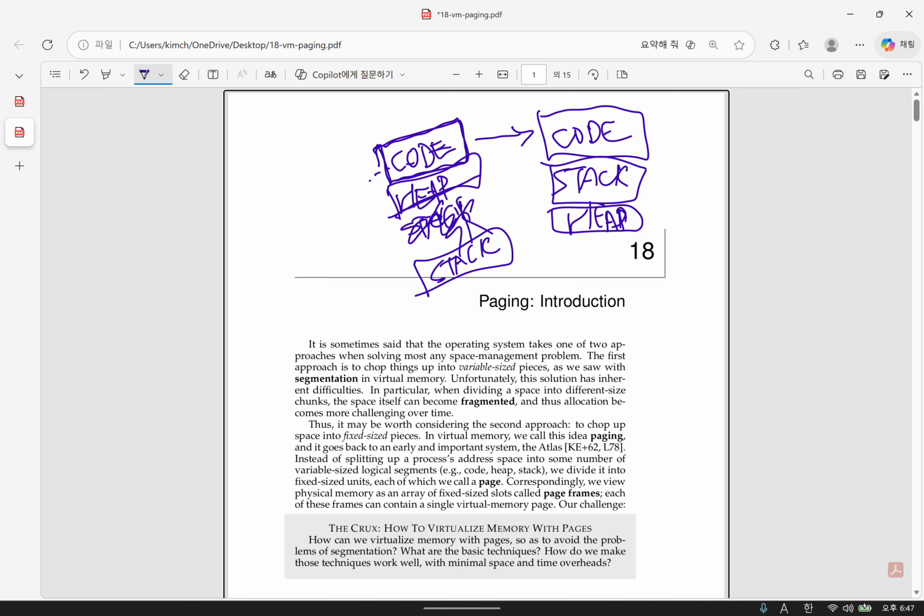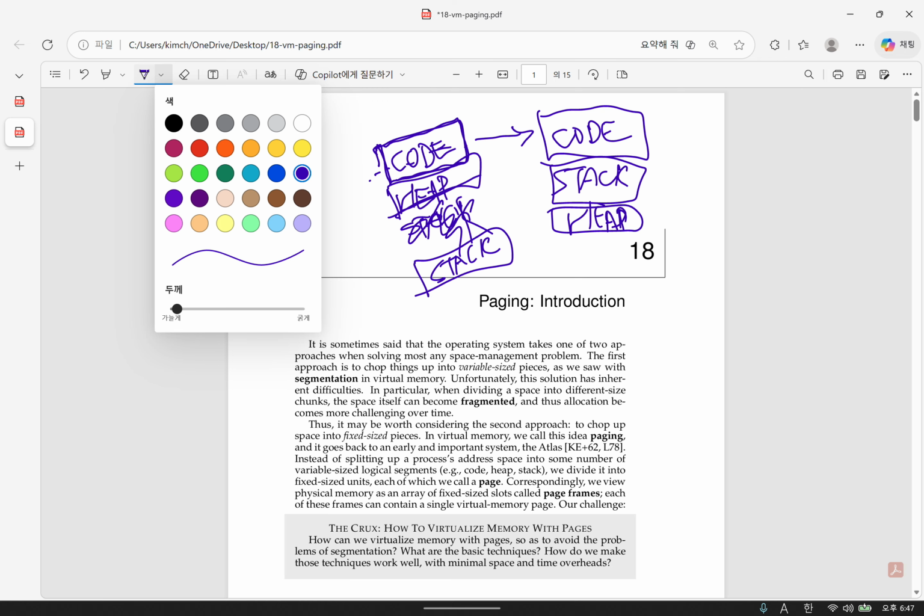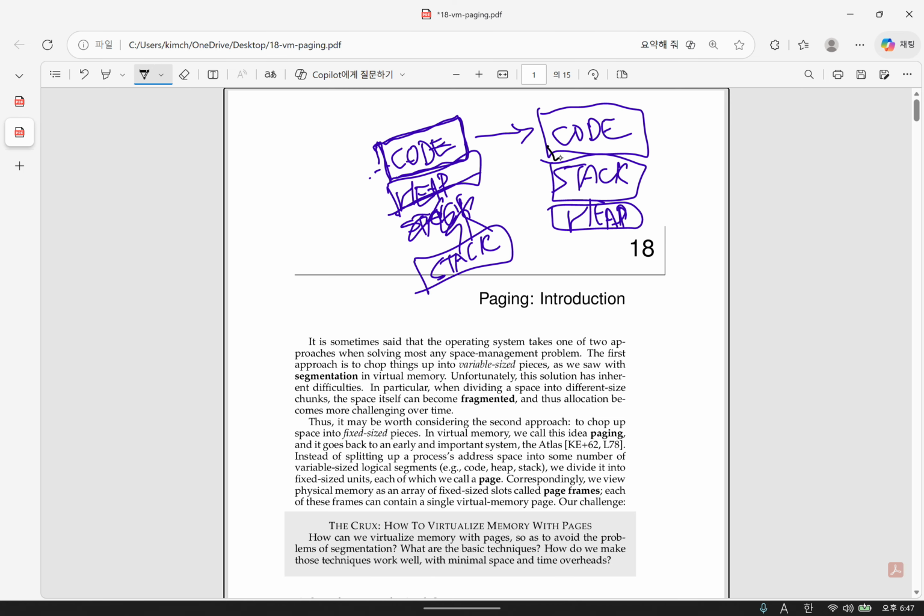Over time, allocation becomes more challenging because even though there is enough space, right? Let's say there's some space here that's like 2k, and in between this, that's like 3k. We want to put in a memory that's 4k, then it doesn't work, right?